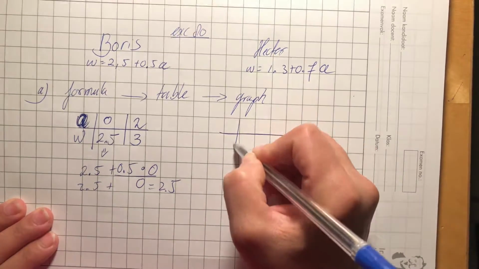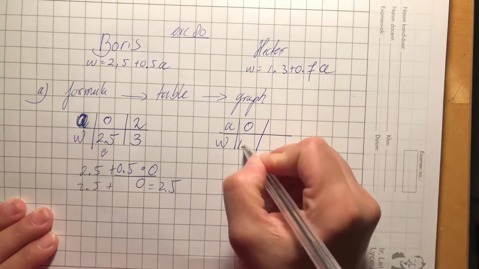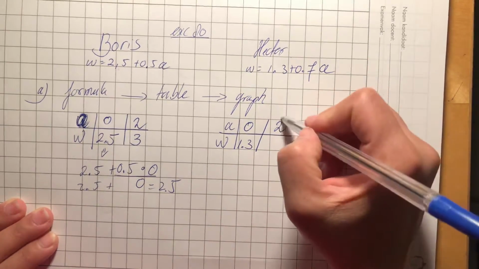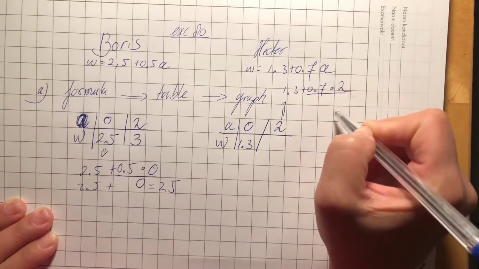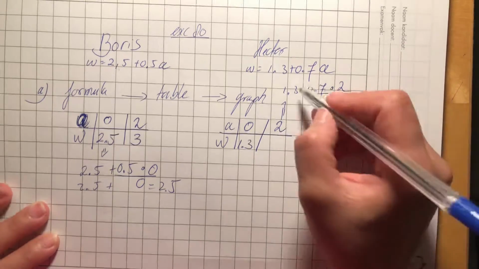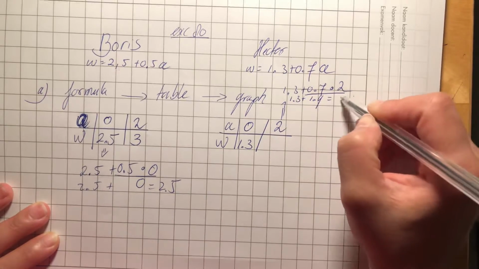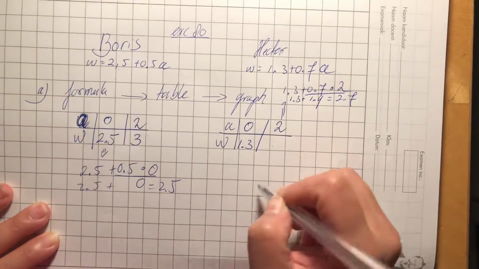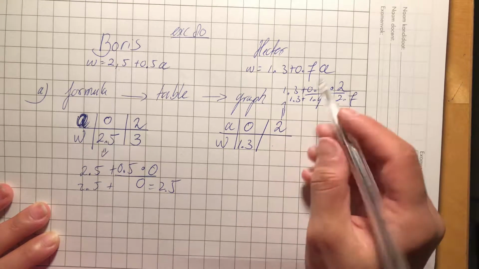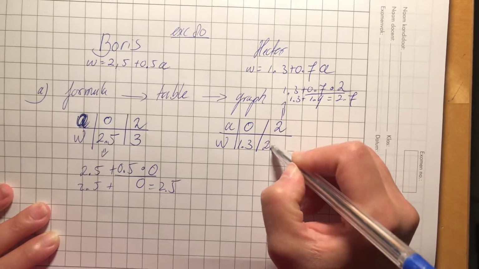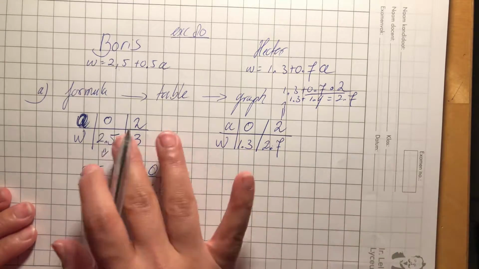Let's go to Hector. A and W. 0 again. Starting weight, which is 1.3. And then 2. Let's calculate it. 1.3 plus 0.7 times 2. This part, order of operations, will become 1.4. So 1.3 plus 1.4 is 2.7. Did I do it correctly? Yes. This will become 2.7.